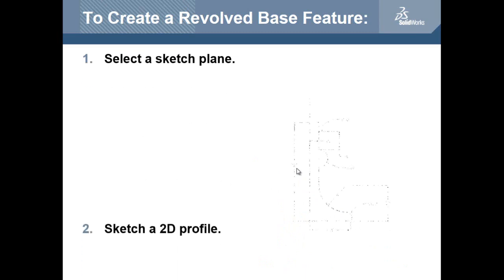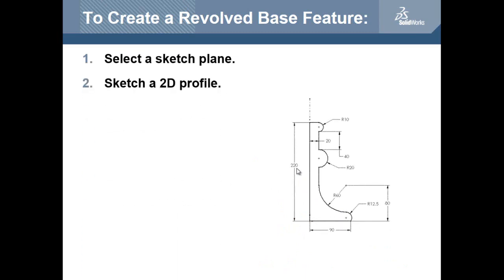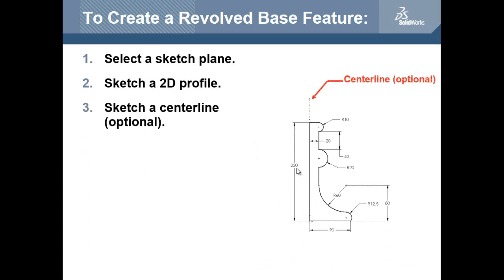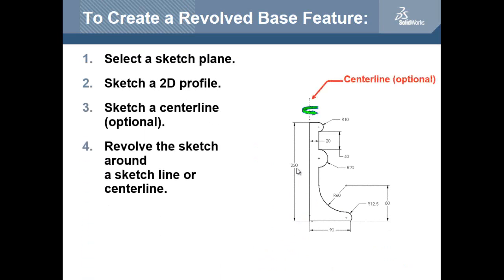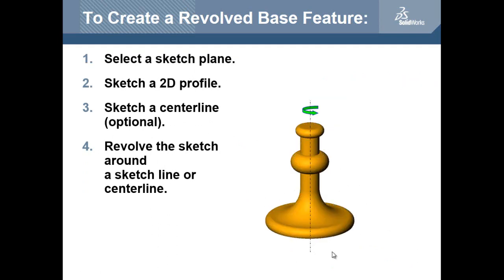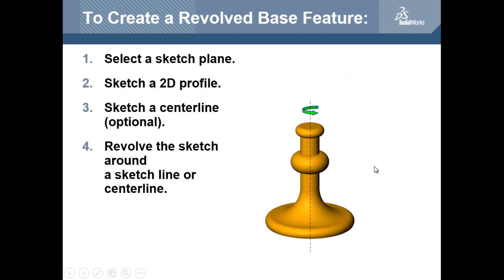Select the sketch plane. Sketch a two-dimensional profile. Sketch a center line. Revolve the sketch around the sketch line or center line to get your three-dimensional model.